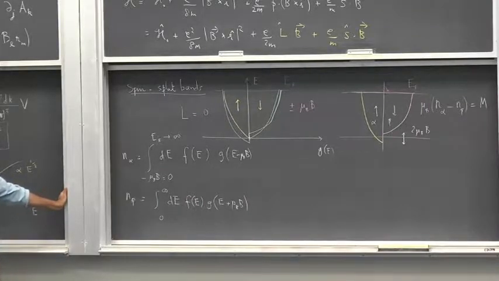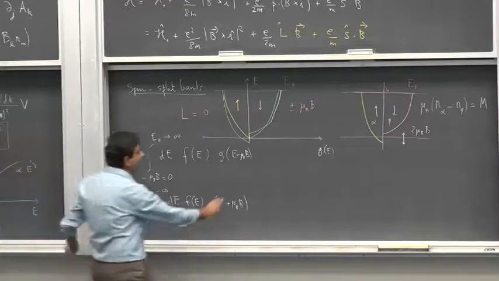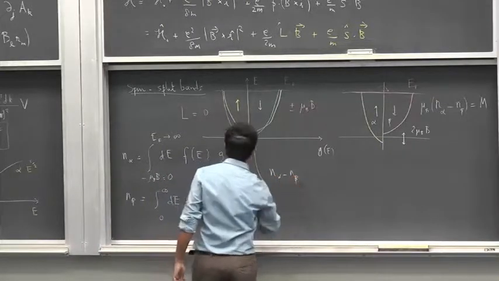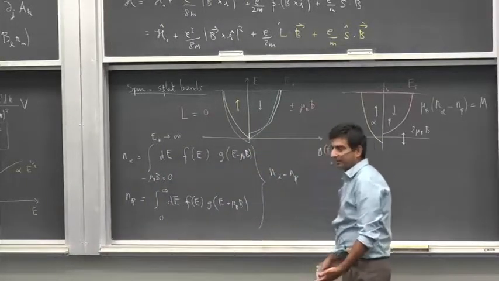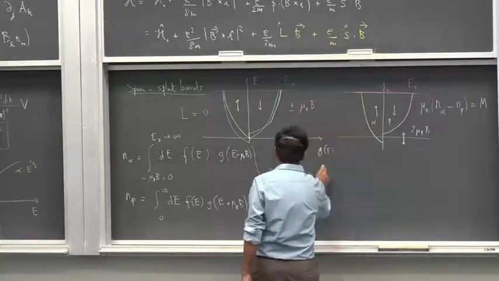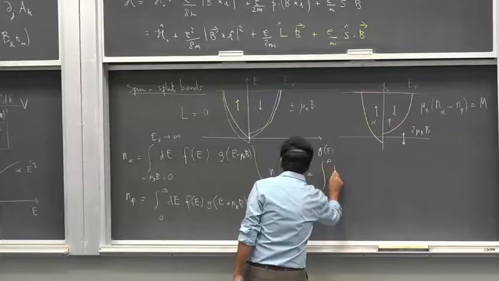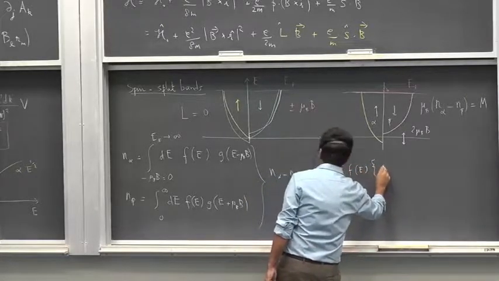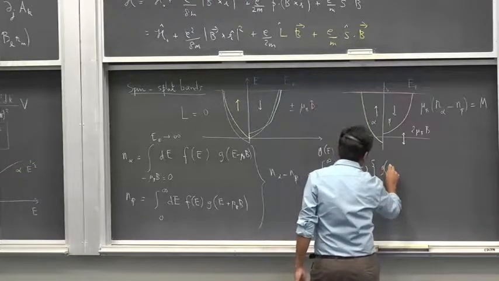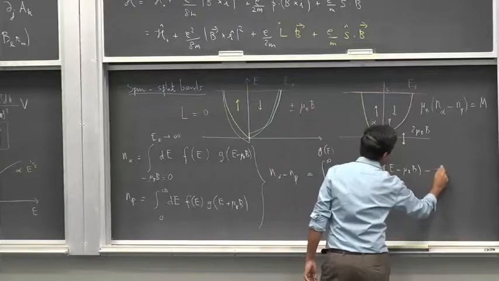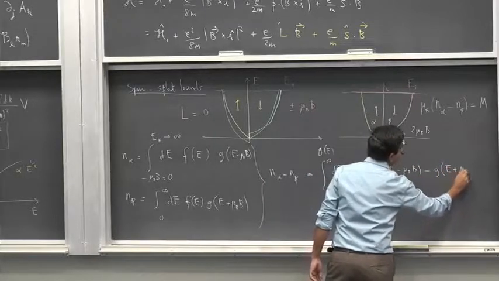Now I need to subtract these objects. When I subtract these objects, it's easy. N alpha minus N beta gives me the polarization of this magnet. It gives you the net difference of the spins of two kinds, which will lead to the magnetization, which is the integral from 0 to infinity dE F(E) [G(E minus mu B B) minus G(E plus mu B B)].